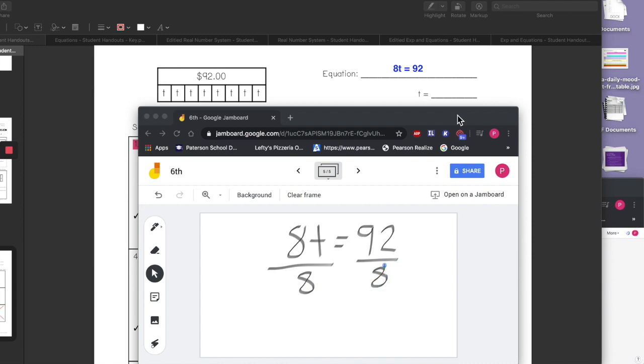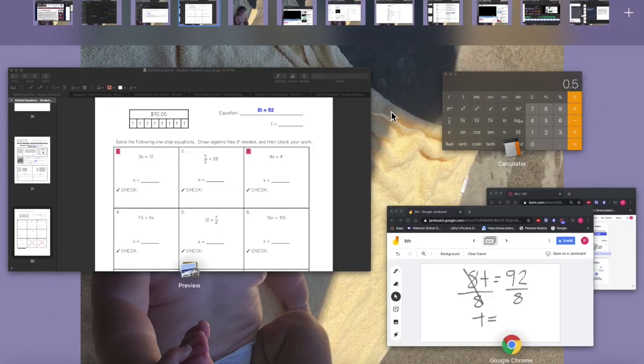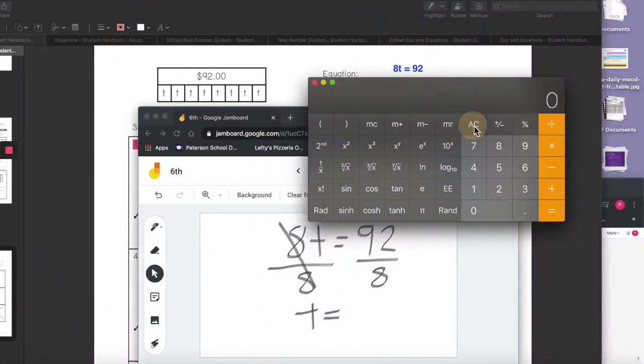Now what happens is 8 divided by 8 goes away, and all I'm left with is t. And 92 divided by 8, if you are doing it with a calculator, you would have the top number divided by the bottom number, and you're going to get 11.5. In this case, we are talking about money, so it's not 11.5, it ends up being $11.50.